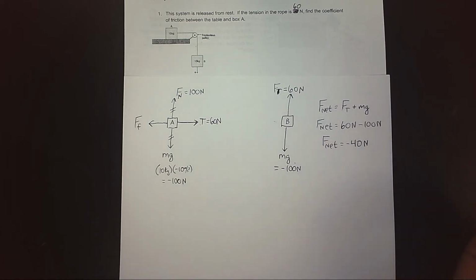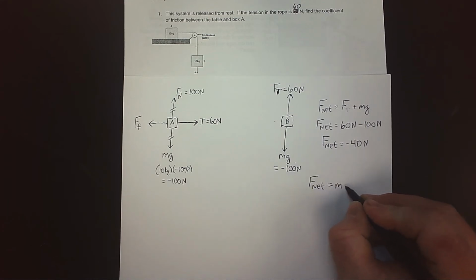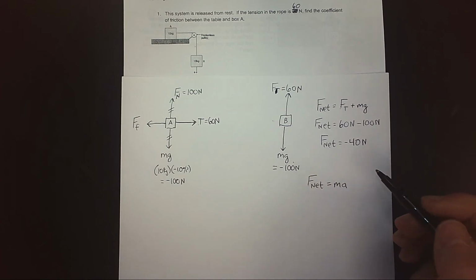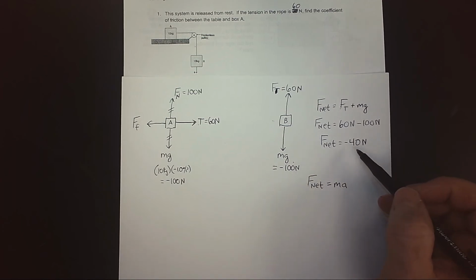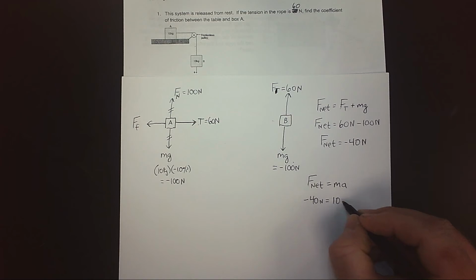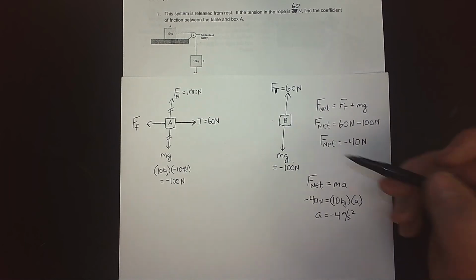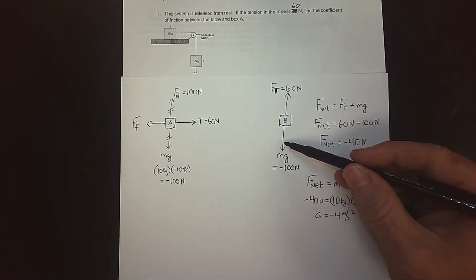Once I have the net force for any object, I can always apply Newton's second law. Newton's second law is, in case you forgot, mass times acceleration. We've got the mass and we've got the net force, so we can go ahead and use it. We've got the net force of negative 40 and the mass of 10 kilograms, and we can solve for A. The acceleration of this box is going to be negative 4 meters per second squared. This negative just means that the box is accelerating down.